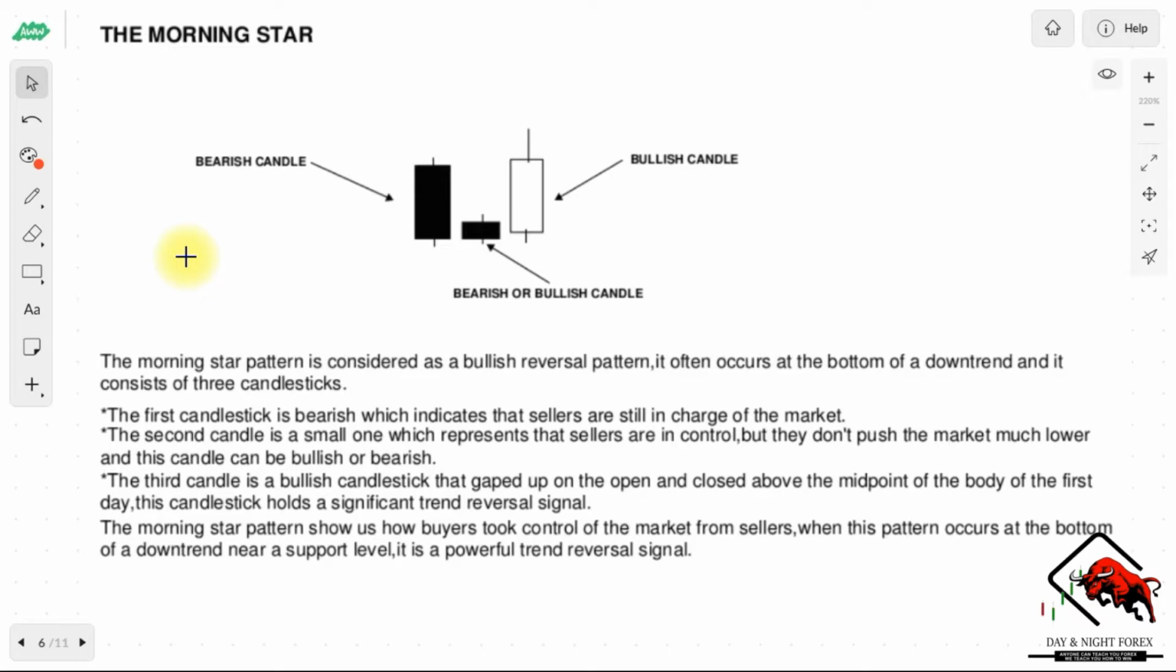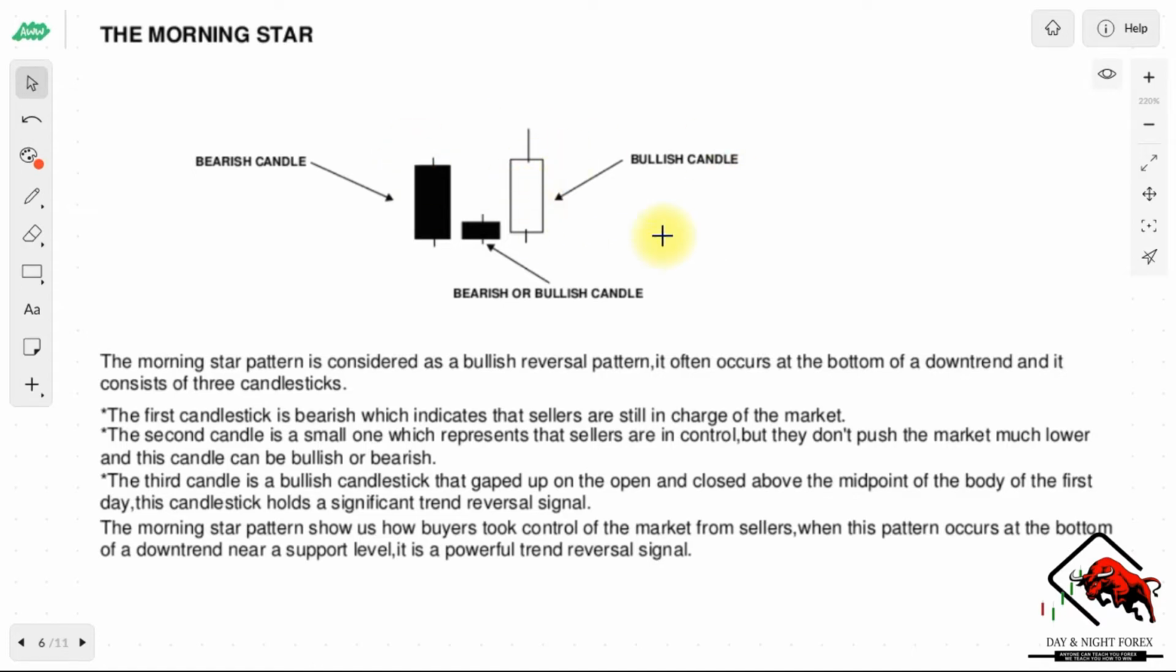The first candle is bearish, which indicates that the sellers are still in control of the market. The second candle is a small one, which represents that the sellers are in control, but they don't push the price much lower. This candle can be bullish or bearish, so it doesn't really matter what color it is. The third candle is a bullish candlestick that gapped up on the open and closed above the midpoint of the body of the first day.